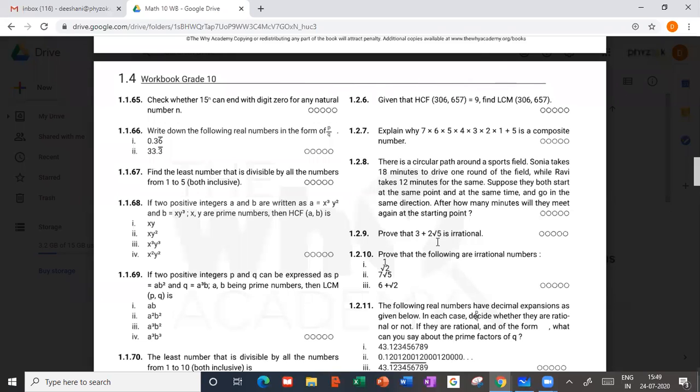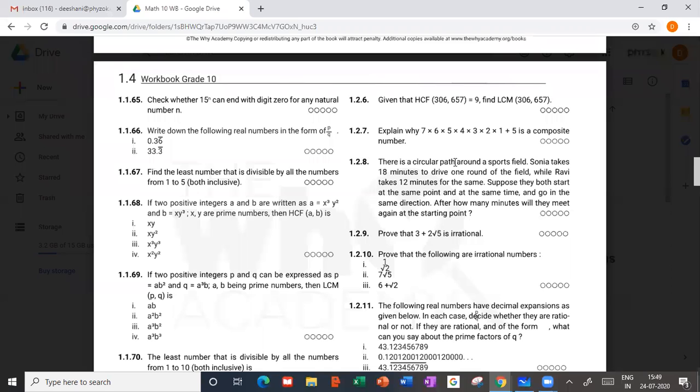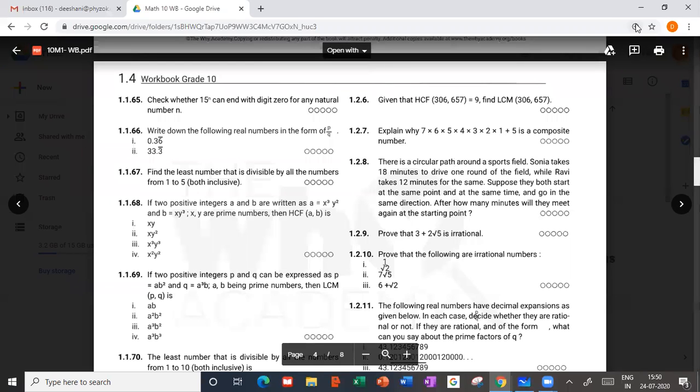Okay, what about this question? 1.2.8. There is a circular path around a sports field. Sonia takes 18 minutes to drive around one round of the field, while Ravi takes 12 minutes for the same. Suppose they both start at the same point and at the same time and go in the same direction. After how many minutes will they meet again at the starting point?